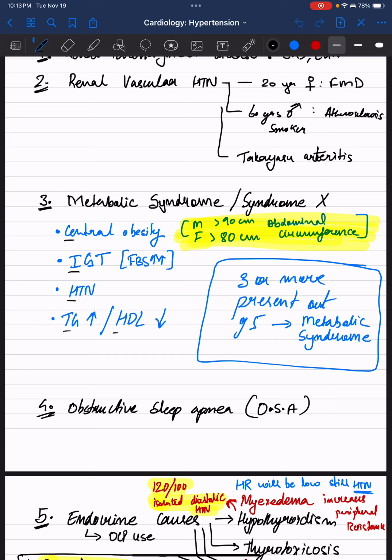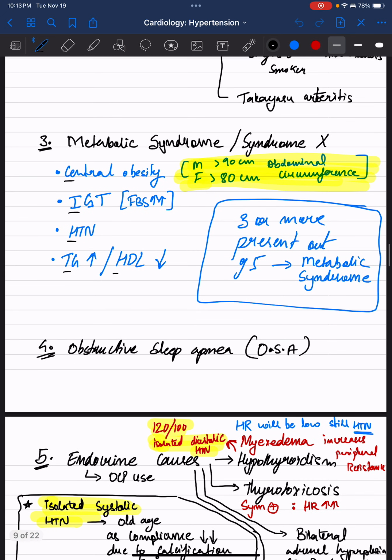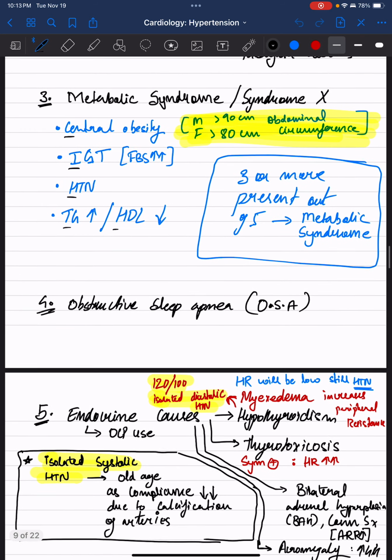How to diagnose central obesity in males? If the abdominal circumference is more than 90 centimeters, then it is central obesity, and in females, if it is more than 80 centimeters, it is central obesity. And if three or more of these features are present out of the five features, the person has metabolic syndrome.